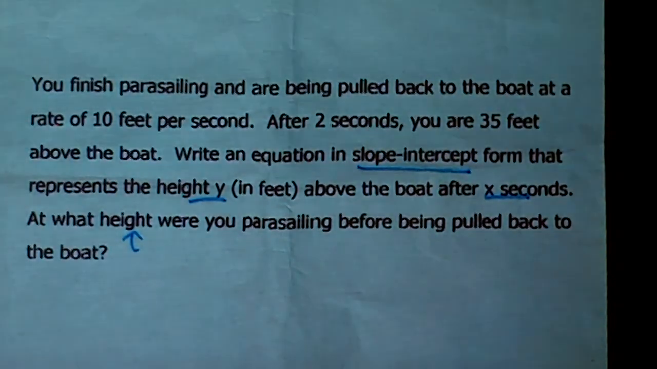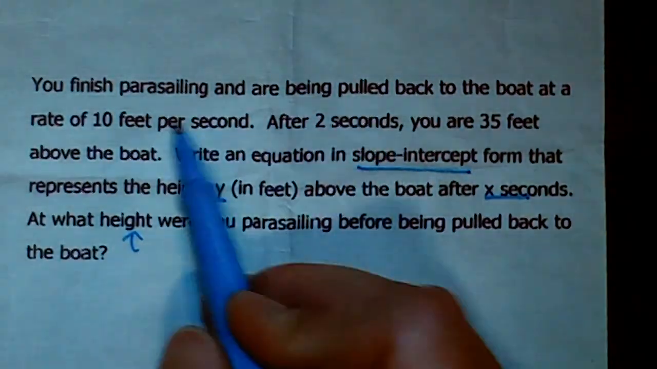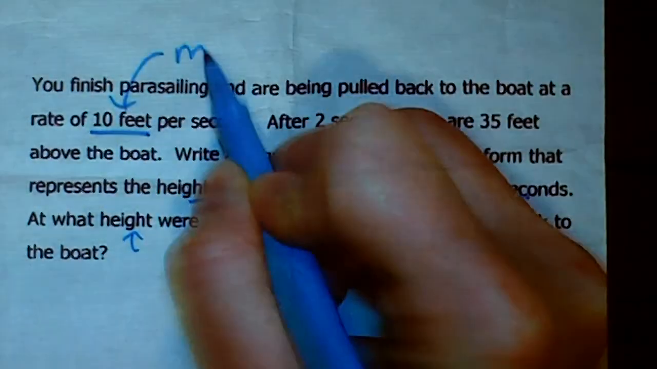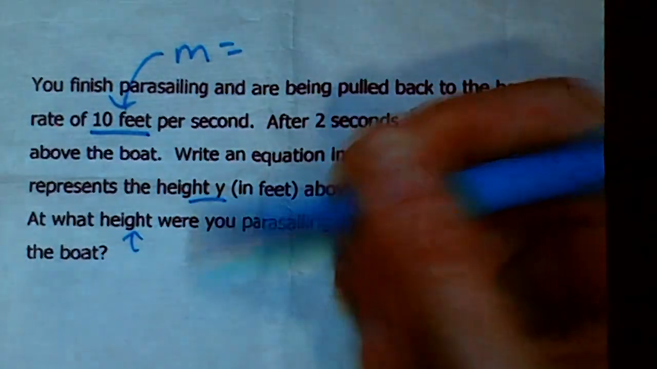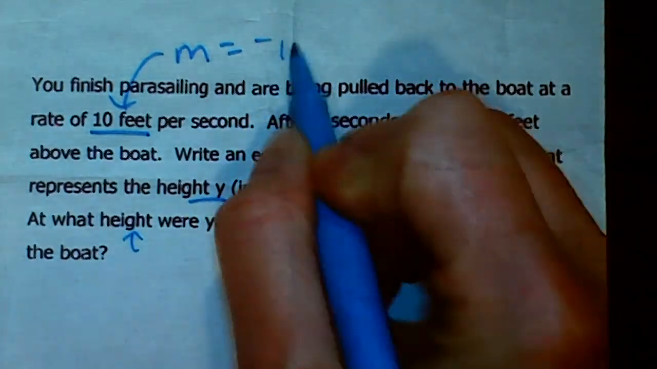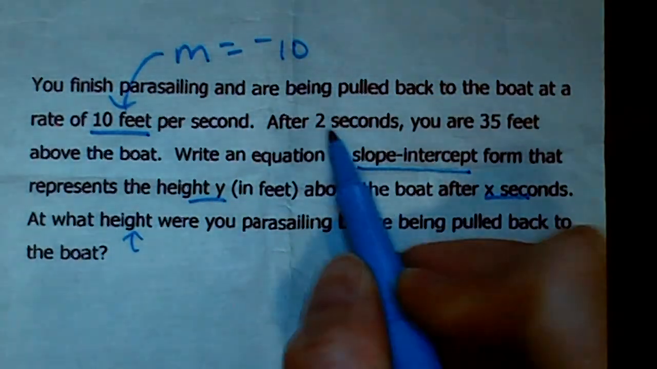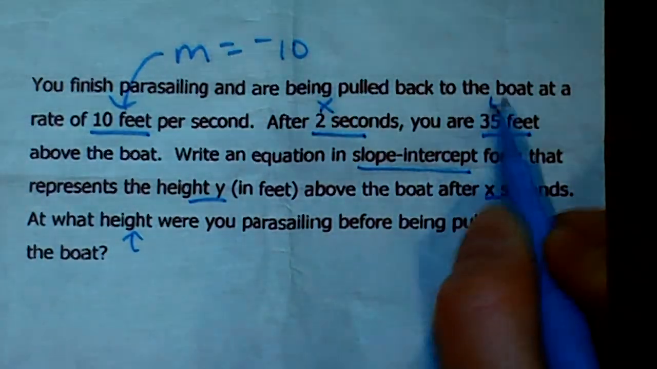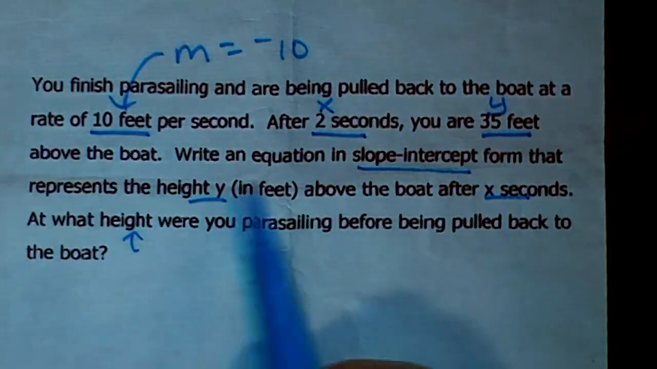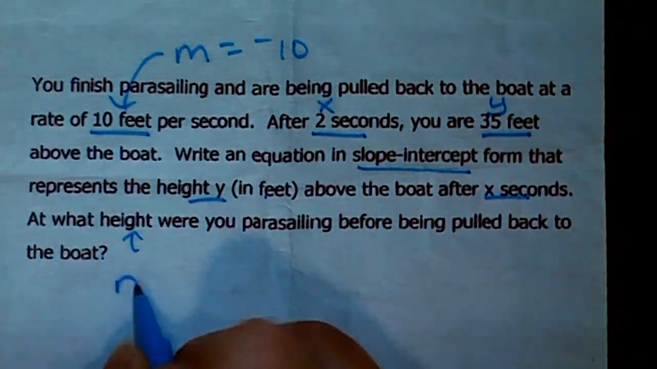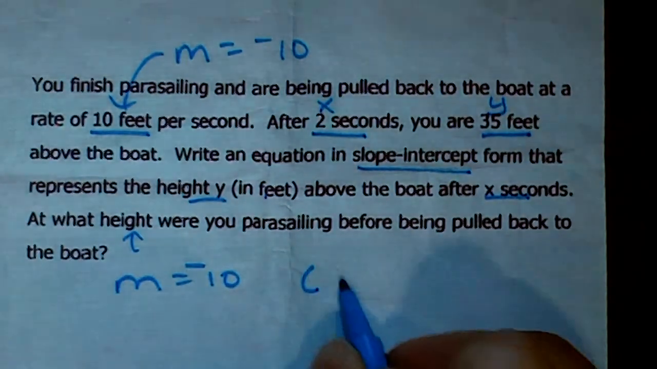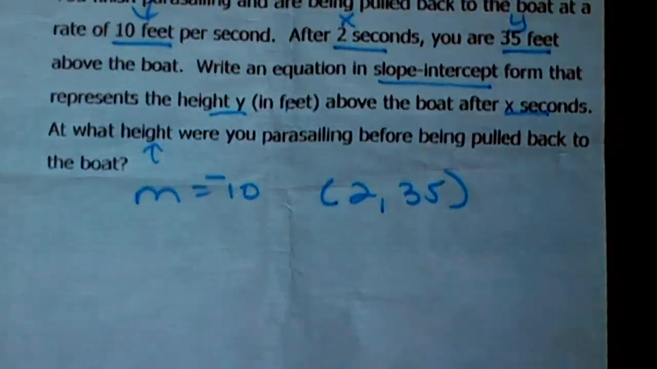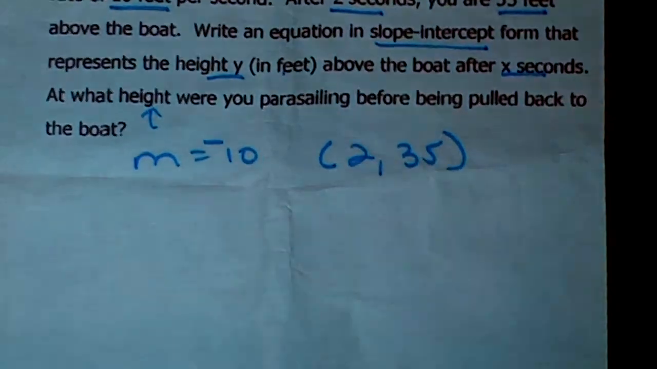So similar to before, I give you a rate. I tell you you're being pulled back to the boat at a rate of 10 feet per second. So that is going to be your slope. But if you're being pulled back to the boat, that means you're going down 10 feet, which would make that a -10. You're also told after 2 seconds what your height is. X is seconds, y is the feet. That's what it says right down here, y, feet, x, seconds. So you're given the slope is -10, and you're given an ordered pair of (2, 35). So this is really just very similar to the other problem we did. If you want, you could hit pause, work it out, and see if you get it right.